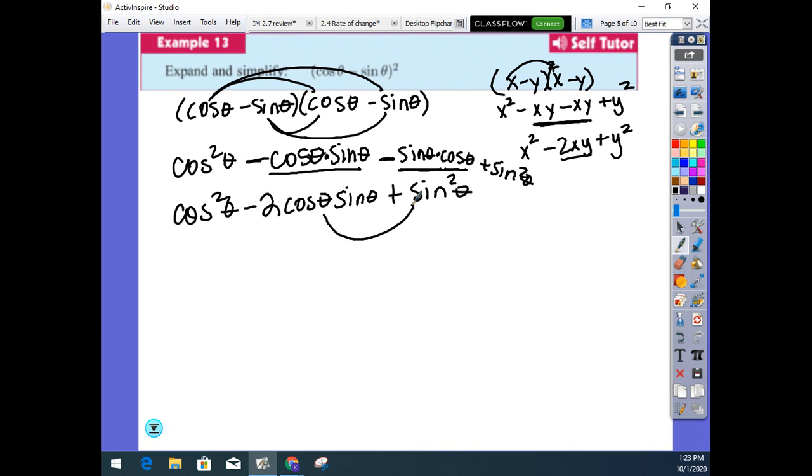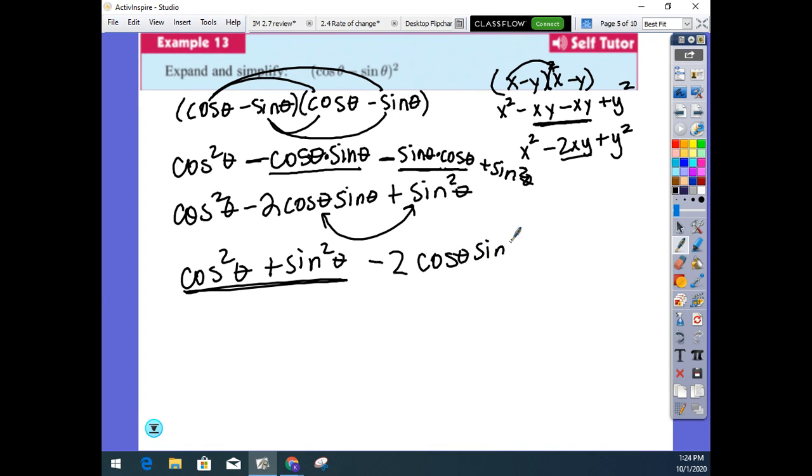Then I'm going to switch the order here. Make this cosine squared plus sine squared. Ding, ding, ding. This is really important to always recognize. That's your Pythagorean identity. So anytime you have cosine squared plus sine squared or sine squared plus cosine squared, because once again, when you add, the order doesn't matter, this whole thing is just 1 minus 2 cosine sine.